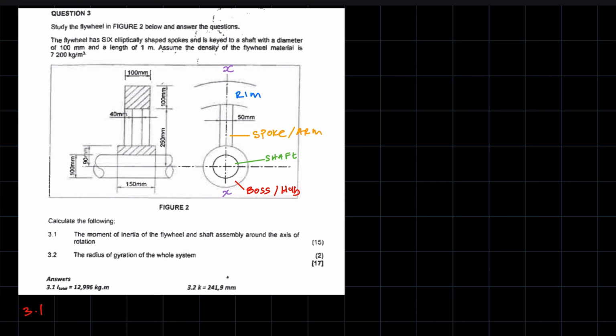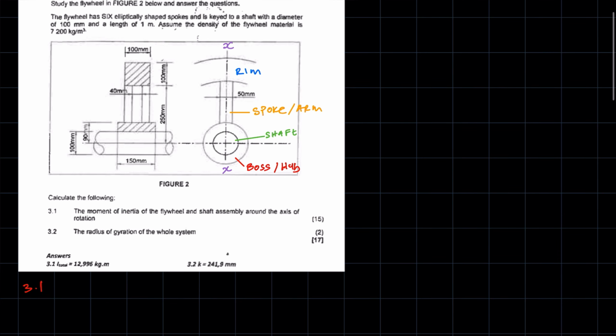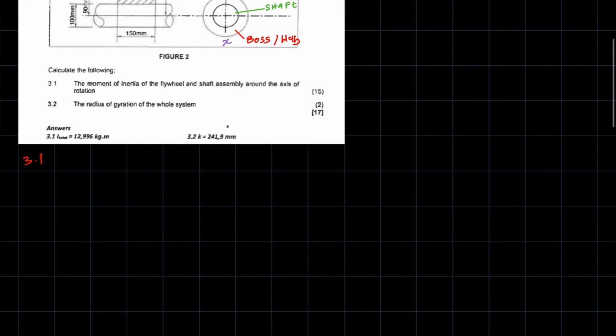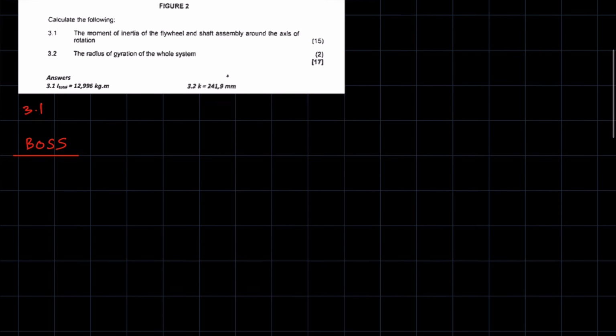Now, like I said, for such questions we predominantly need to calculate the mass of each part, the radius of gyration of each part, as well as the mass moment of inertia of each part. So the first thing we're going to do is calculate the mass, the radius of gyration, as well as the mass moment of inertia of each part. We will begin with the boss, so we'll start with this part.